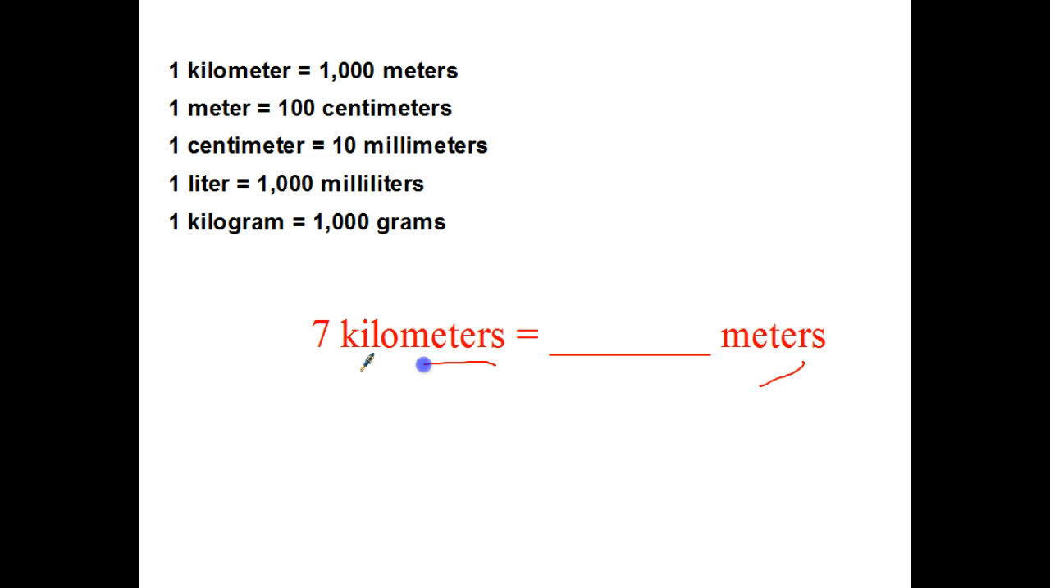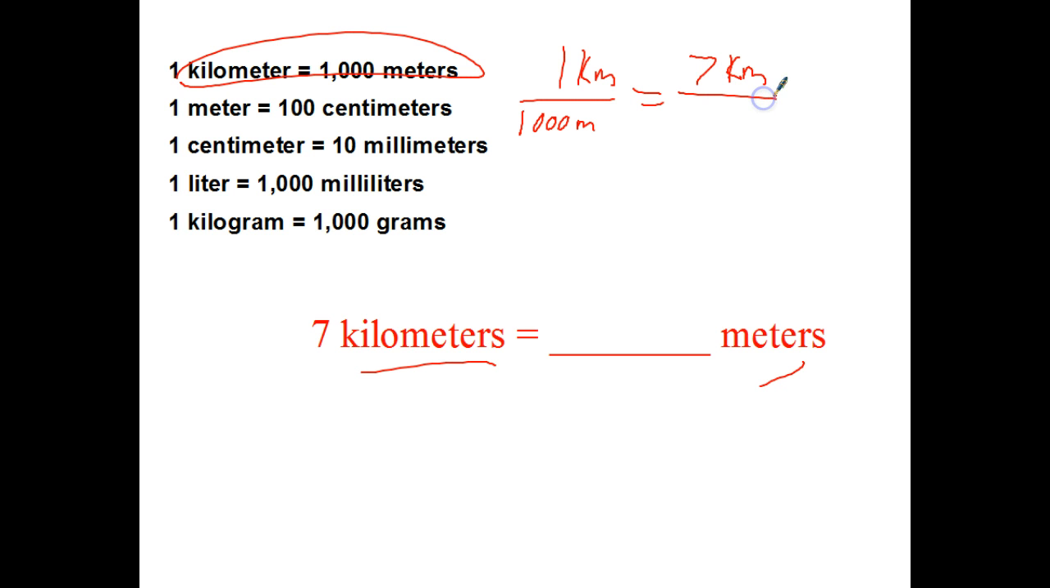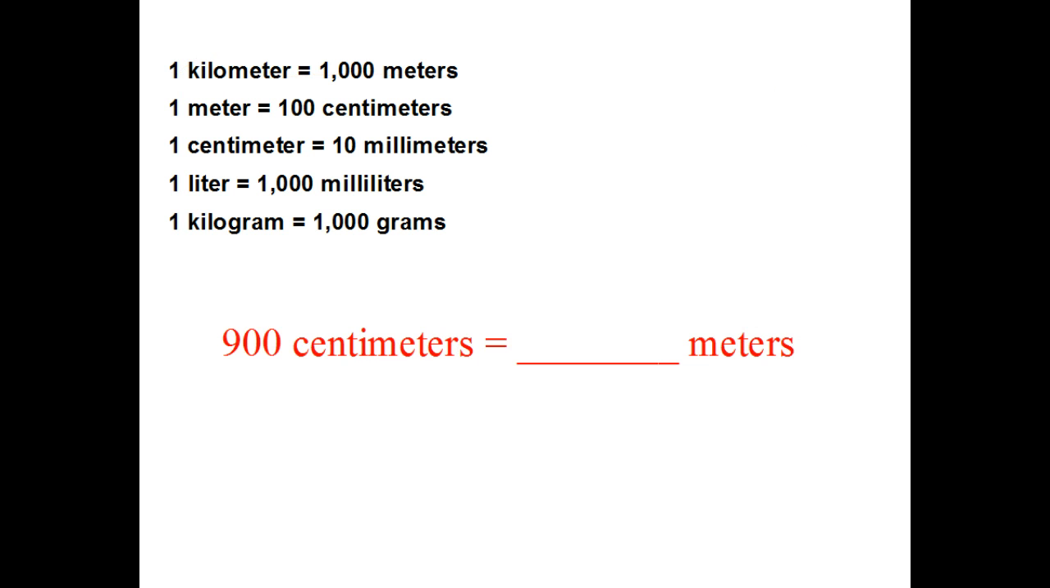This time I'm going with kilometers and meters. So with that top fact, 1 kilometer is 1,000 meters. And I have 7 kilometers, so it's on top because I got kilometers on top. Multiplied times 1,000, added on 3 zeros, so my answer is 7,000 meters.